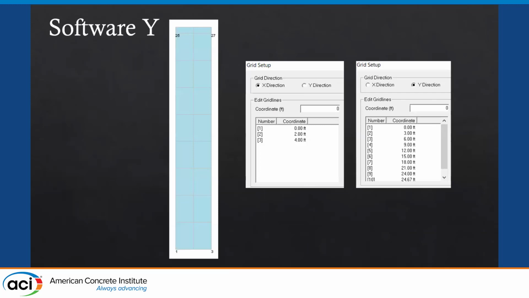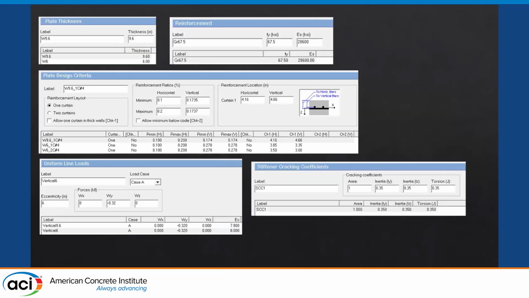And then software Y. When I was running my analysis in software Y, I noticed that there were some unusual behaviors in the program. And when I looked into it, I realized that it was due to the stiffener cracking coefficient. I realized it was unusual because I was able to apply up to 300 pounds per square foot of lateral loading with no cracking behavior.